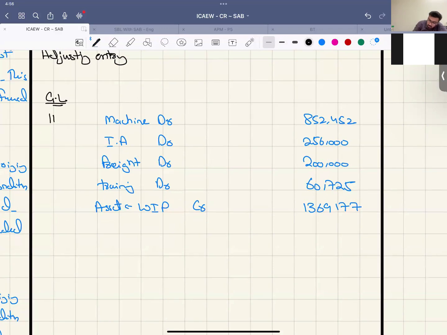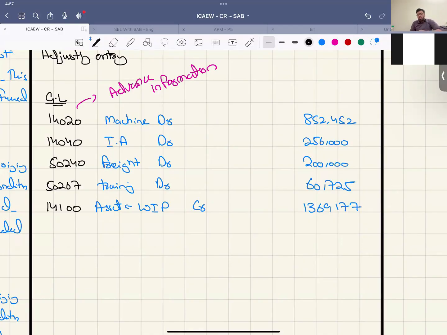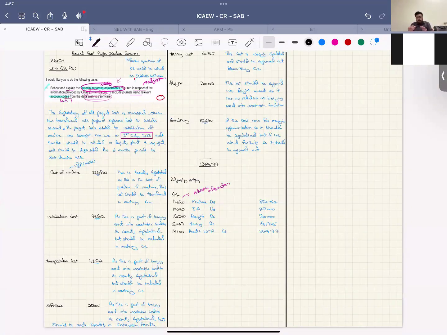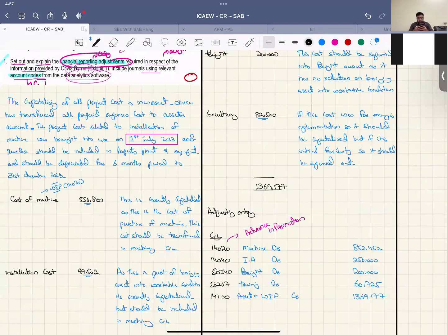Okay, so what are the GLs now, if you can tell? So the GLs are 14020, 14040. Sir, where did you get that? From advanced information. Once you analyze that, you'll get an idea that these GLs are mentioned in the software. Rate is 50240, 50267, and 14100. So the first part is that you have to suggest the adjusting accounting treatments. And I believe this was an easy part, apart from the analysis of the software.